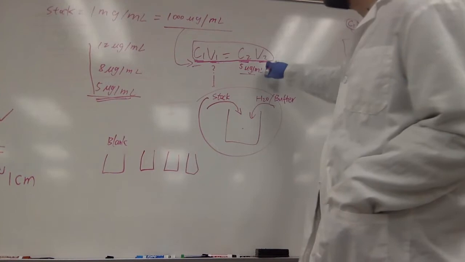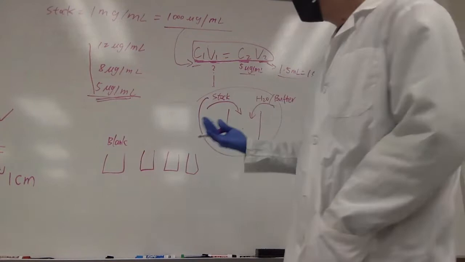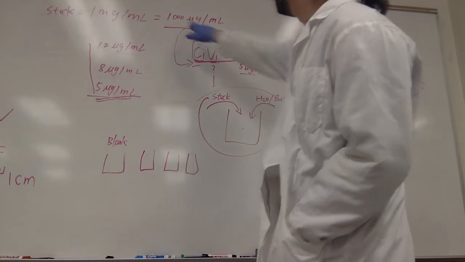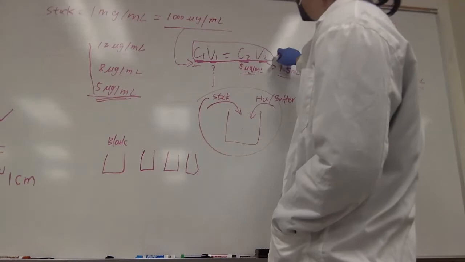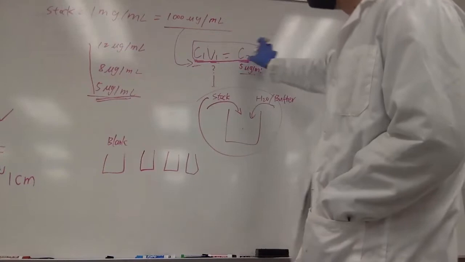Like I just said, we have four factors total in this equation. We know C1 is the stock concentration. We know C2 is 5 microgram per mL. And we know V2, we decided to make 1.5 mL of the solution, so V2 is 1.5 mL. We know three components already, so we can easily calculate the value of V1.